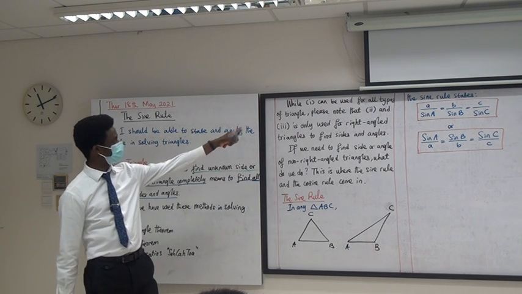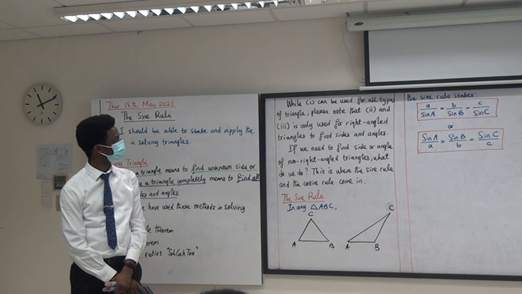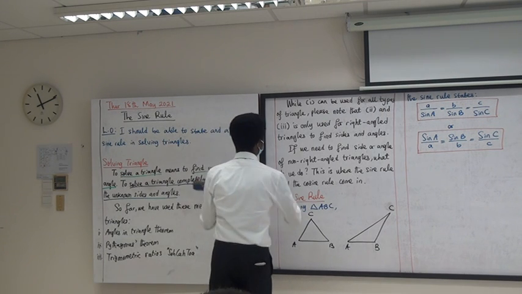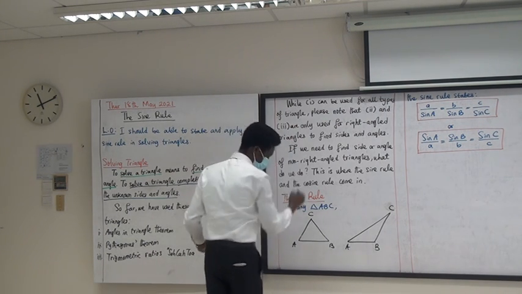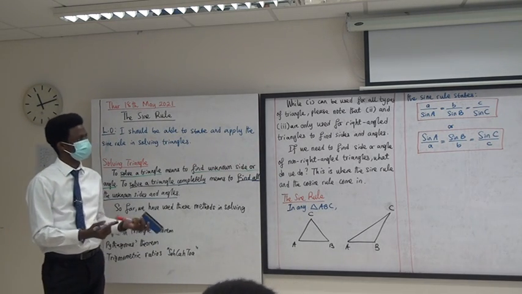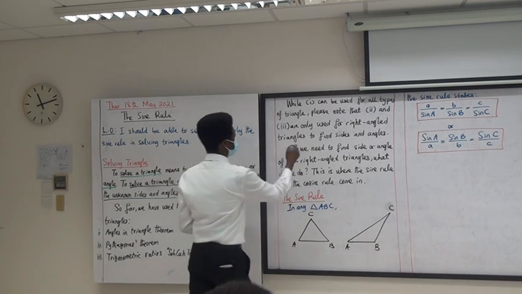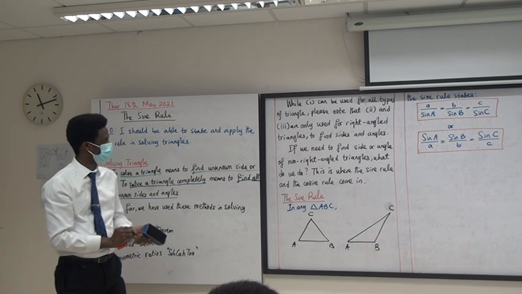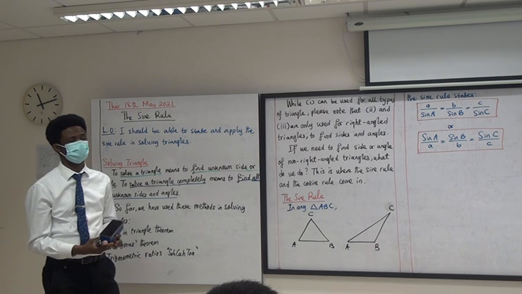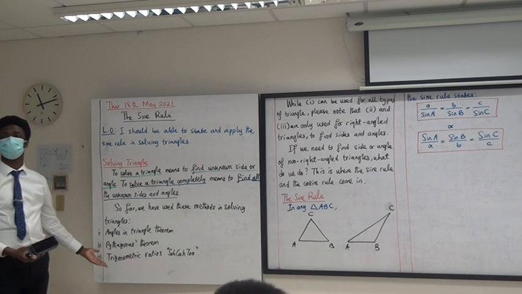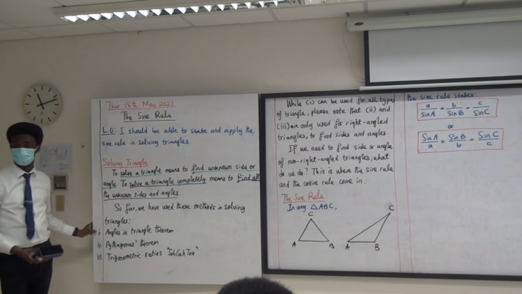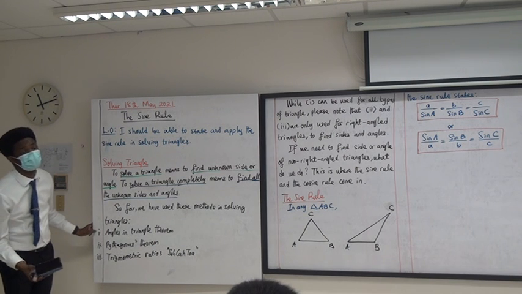That's why I said, while one can be used for all types of triangle, please note that 2 and 3 are only used for right angled triangles, to find sides and angles, of course. Okay, just everything we have just said. If we need to find a side or angle of a non-right angle triangle, what do we do? Because these guys will fail. Unless you already know 2 angles, then you can always use this one, right? But if that's not the case, you have to find another way.